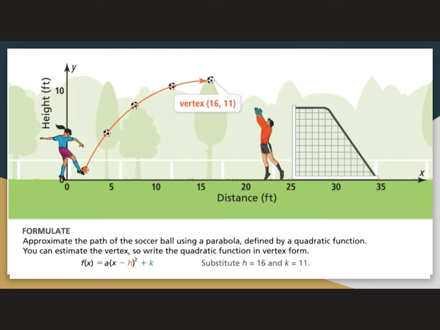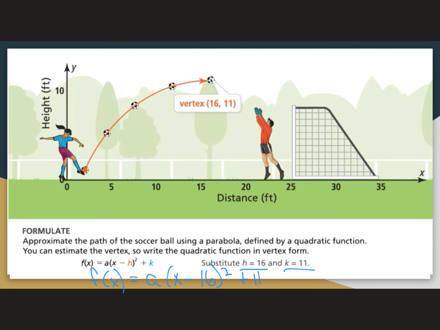So we are going to approximate this path using the parabola defined by the quadratic function. You can estimate the vertex right here. You can see that the ball's hitting the vertex right there. The vertex is (16, 11). So we are going to write the quadratic function in vertex form. So first thing we need to do is substitute in h as 16 and k as 11. So we get f of x equals a times x minus 16 squared plus 11.